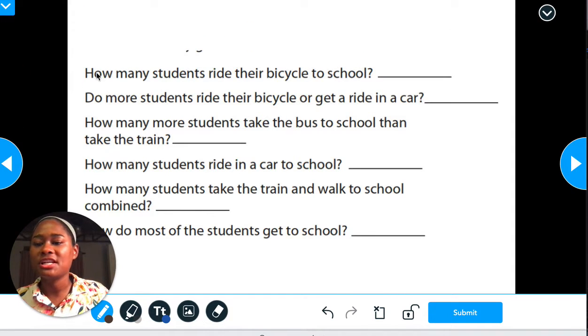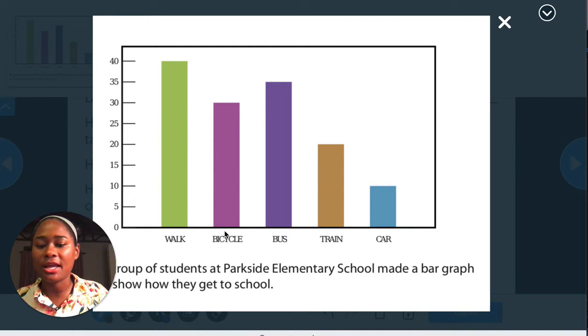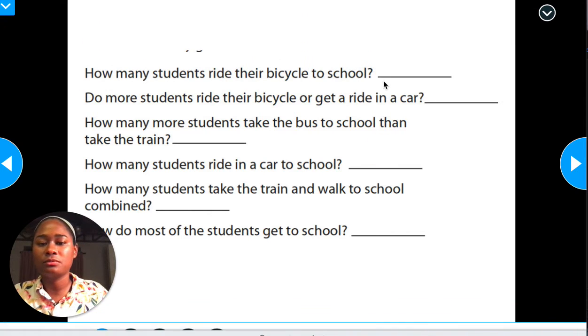The first question is, how many students ride their bicycle to school? I'm going to pull out my bar graph and I'm going to see how many students are in the category for bicycle. I find the bar right here, right above the word bicycle, and I see that it's lined up right with the 30 here on the y-axis. So that means 30 students rode their bicycle to school.